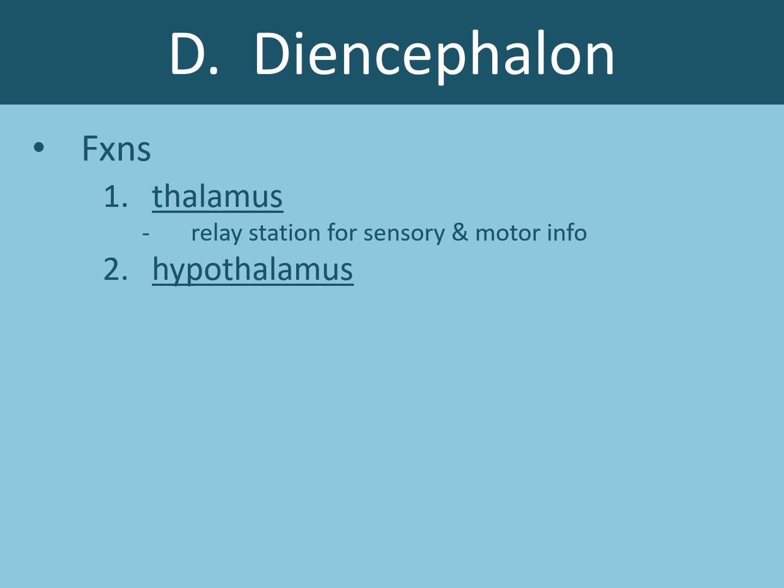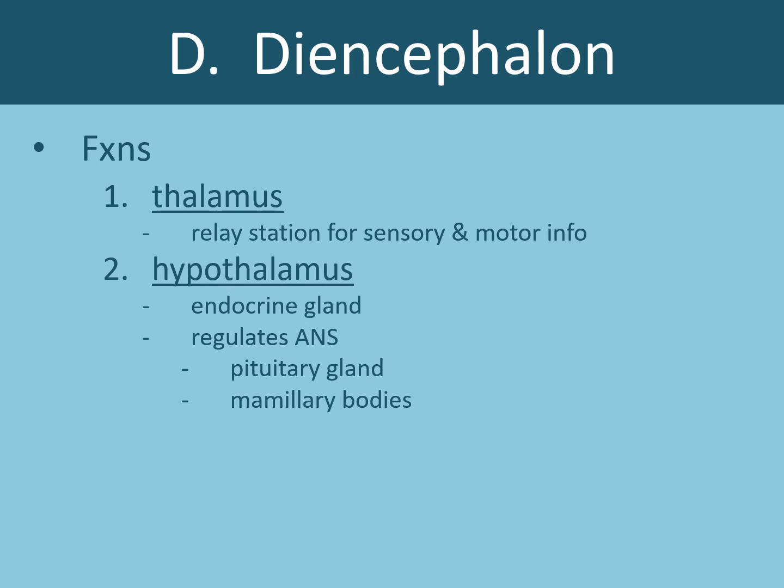Next is the hypothalamus. The name literally means below the thalamus, because it is situated below and a bit anterior to the thalamus in the brain. The hypothalamus is mainly an endocrine gland and helps regulate the autonomic nervous system. The hypothalamus contains two important structures, including the pituitary gland and mammillary bodies. We'll come back to more details of the hypothalamus in Bio 51 when we discuss the endocrine system.